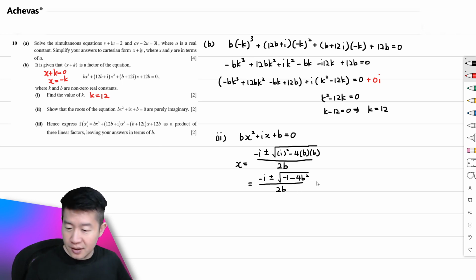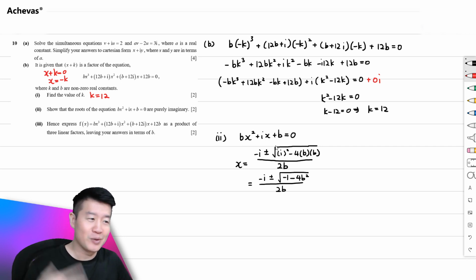Did he just say divide by 2a? Yeah, divided by 2a, as in the coefficient a of ax squared plus bx plus c. It is the quadratic formula.